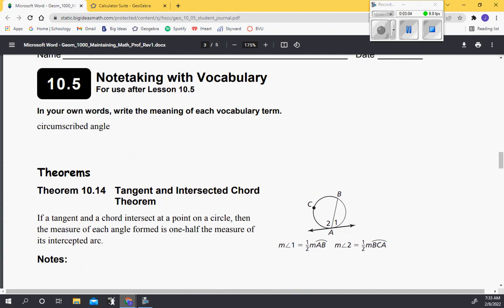Definition here, a circumscribed angle. We talked about circumscribed circles yesterday, where the circle is on the outside of a polygon. A circumscribed angle, here's our circle with our center. The angle would be outside the circle, and it would kind of be like two tangents. Pretend those are only intersecting at one point on the circle. That is a circumscribed angle.